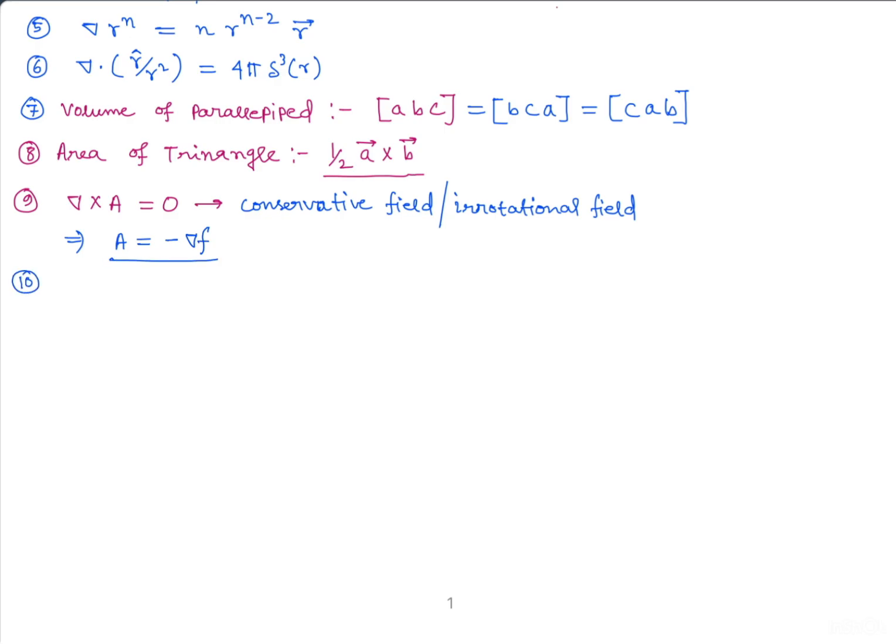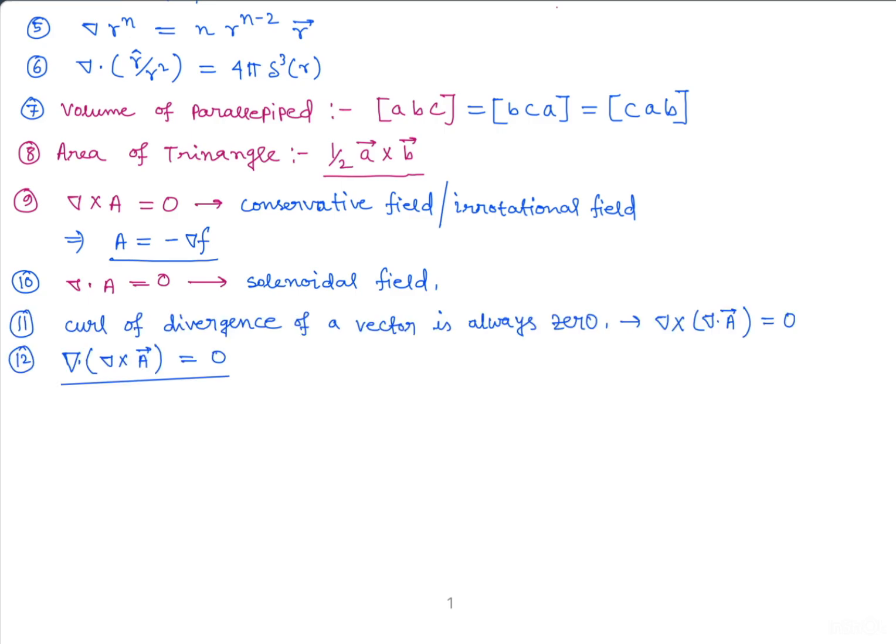Next, if grad dot A equal to 0, then it is called a solenoidal field. One important form: the curl of the gradient of a scalar is always 0 and the divergence of the curl of a vector is always 0.